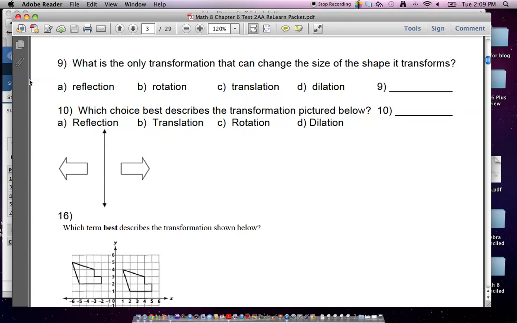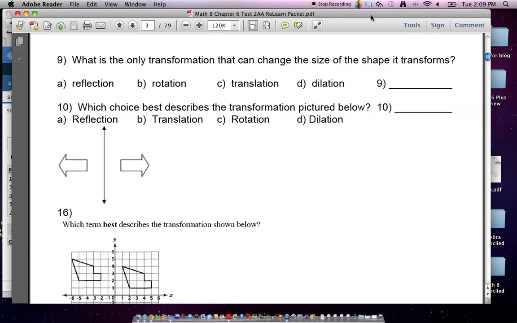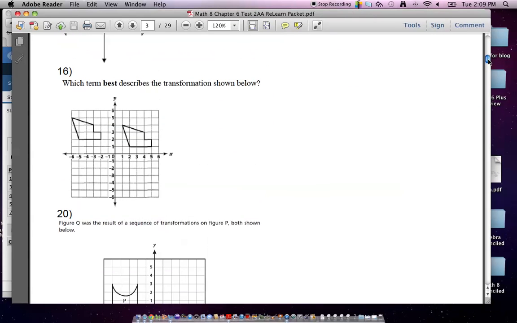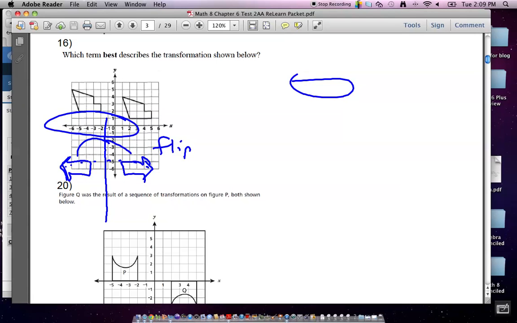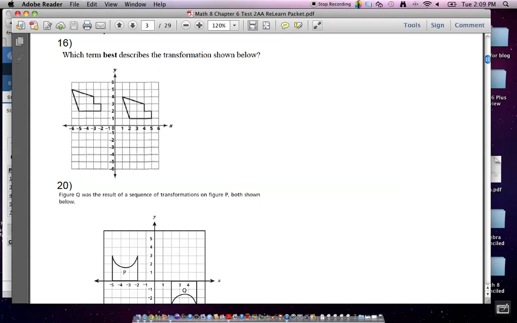Now we go to number 16. What type of transformation is pictured in number 16? Well, clearly we're not flipping here. If we were flipping, then this little tab here would come over here, and this piece here would be over here. That's not happening, so this is not a flip.